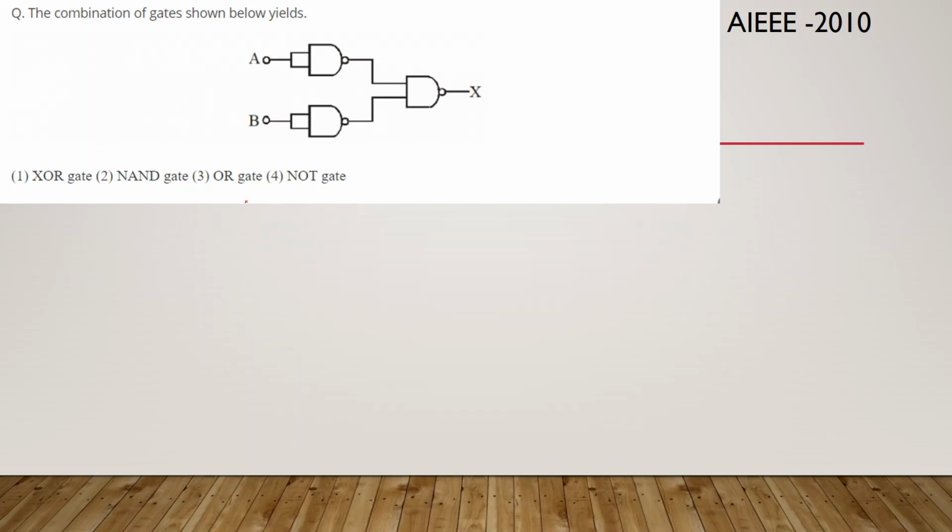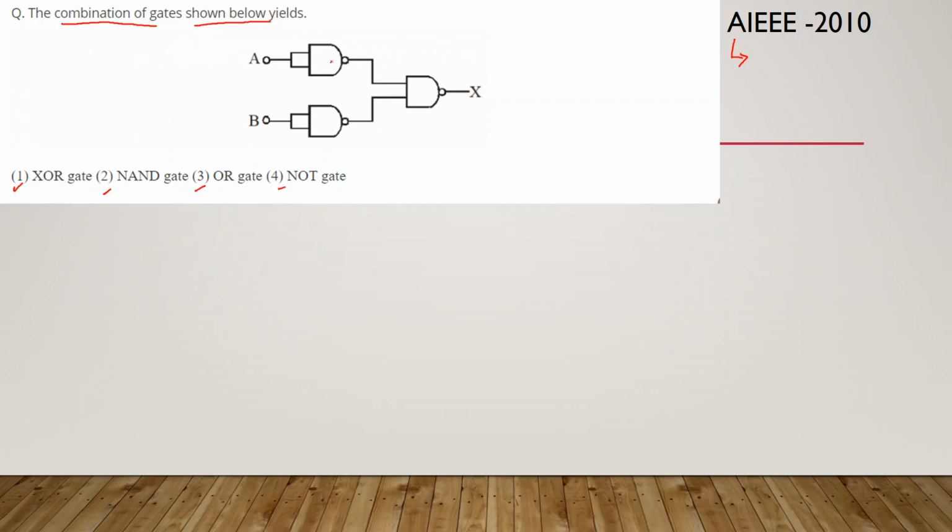Now this is an AIEEE 2010 question. AIEEE represents All India Engineering Entrance Examination. Now what is the question he has given? The combination of gates shown below yields, means which gate does it represent? XOR gate, NAND gate, OR gate or NOT gate.